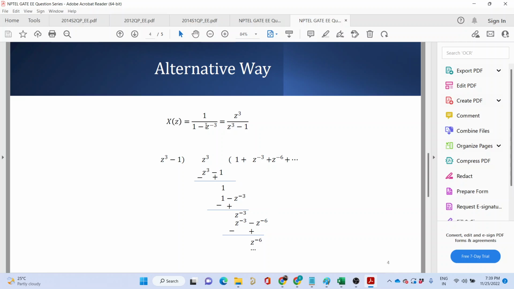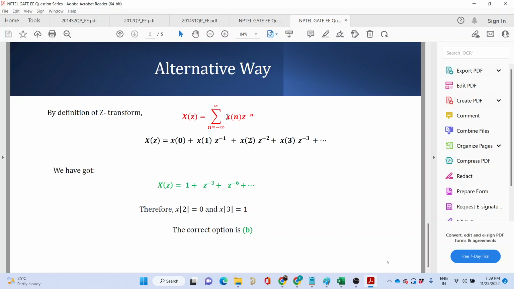So what we can write now is x of z as the summation from n equal to minus infinity to infinity of x of n z to the minus n. This is the definition of the z transform, right? This much you know. Yes, sir. This definition is enough for you to solve the sum. So I have expanded this. What does this mean? Because it is a causal signal, it exists only from n equal to 0. So x of 0 plus x of 1 z to the power minus 1 plus x of 2 z to the power minus 2, and so on. And what you have got is x of z that I showed in the previous slide.